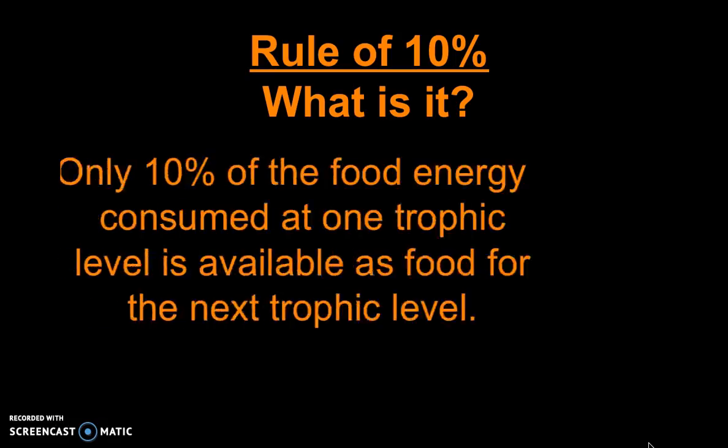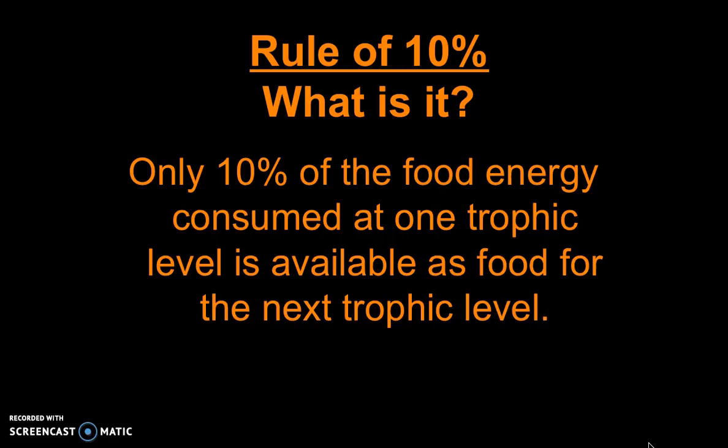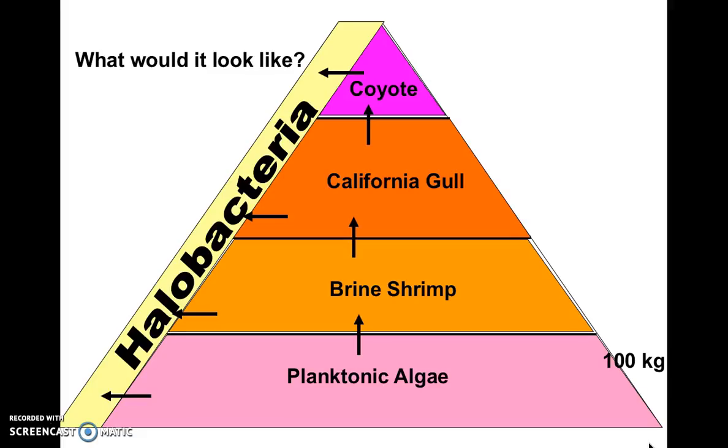Okay, so what's the rule of 10%? The rule of 10% is only 10% of the food energy consumed at one trophic level is available as food for the next trophic level. Now, this is hard to understand, so I'm going to try and show you it visually on a pyramid.